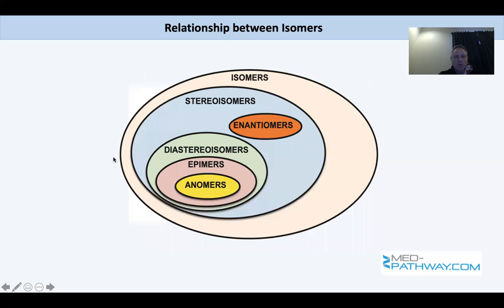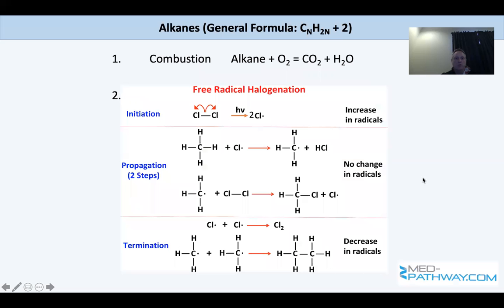So here's our relationship between isomers. We see the anomers and the epimers with respect to glucose we just discussed. They're types of diastereomers, and diastereomers are a subset of stereoisomers that also go with enantiomers, and they're all under the isomer category where you have constitutional as well as conformational isomers. So let's start taking a look at some compounds.